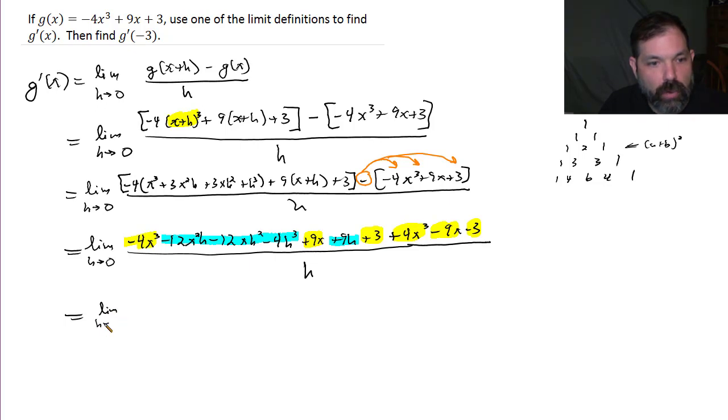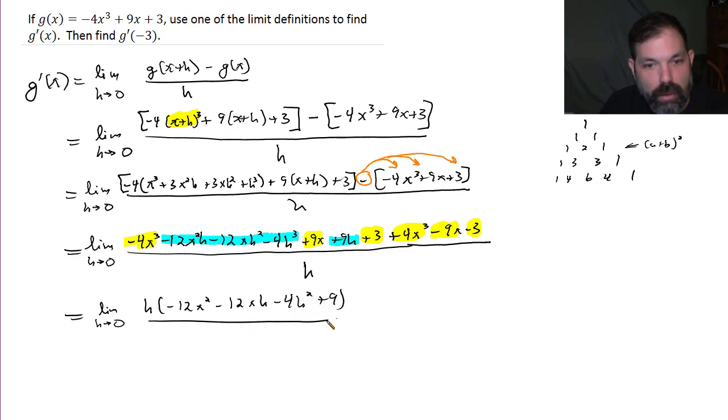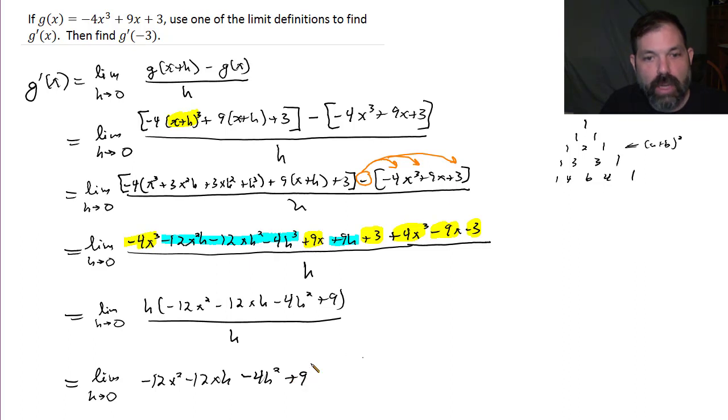The limit as h approaches 0 of h times negative 12x squared minus 12xh minus 4h squared plus 9, over h. I can now remove the common factor of h, and this becomes the limit as h approaches 0 of negative 12x squared minus 12xh minus 4h squared plus 9.